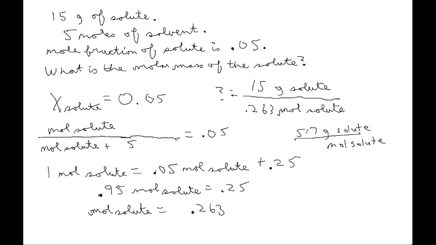So how would you interpret this number 57? What does this number 57 tell us about the solute? For every 1 mole of solute, there's 57 grams of solute. Yeah, it tells us if we hypothetically had 1 mole of solute, which we don't, we would hypothetically have 57 grams of solute, which we don't.